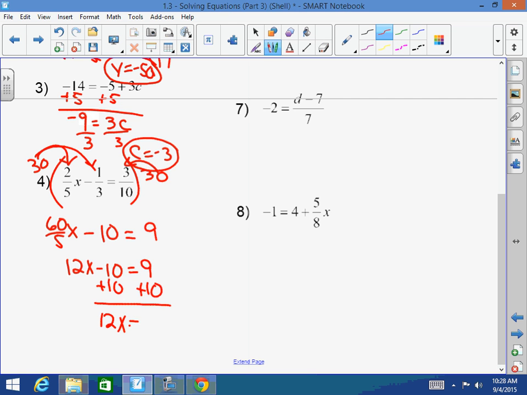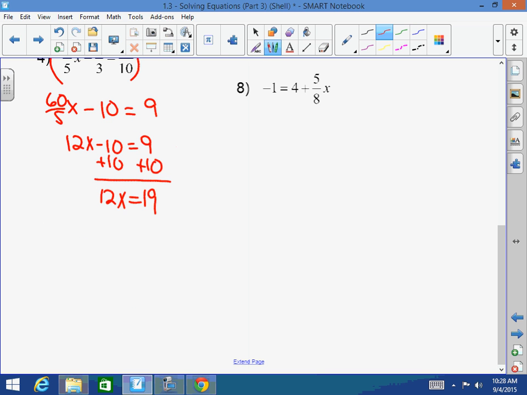And I got 12x equals 19. And then? Why do I divide by the 12, though? Why? Thank you, sir. These are the questions you got to ask. I'm very proud of you guys. This is a multiplication. You get rid of multiplication with division. So I divide by 12, and x equals 1 and 7/12. How did I get that? 12 goes into 19 one time. Okay? And then I have 7 left over. I'm just going from an improper fraction to a mixed number.